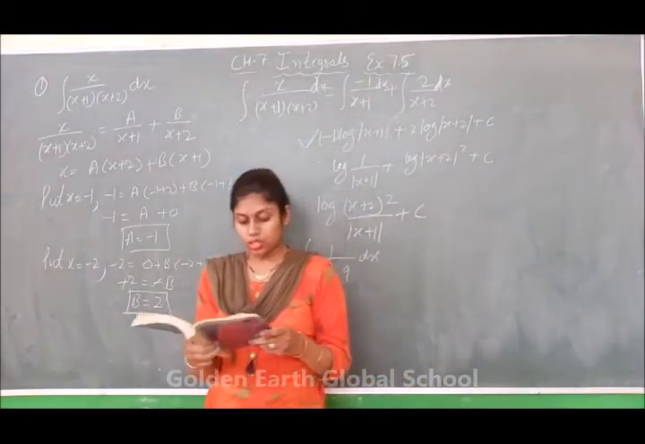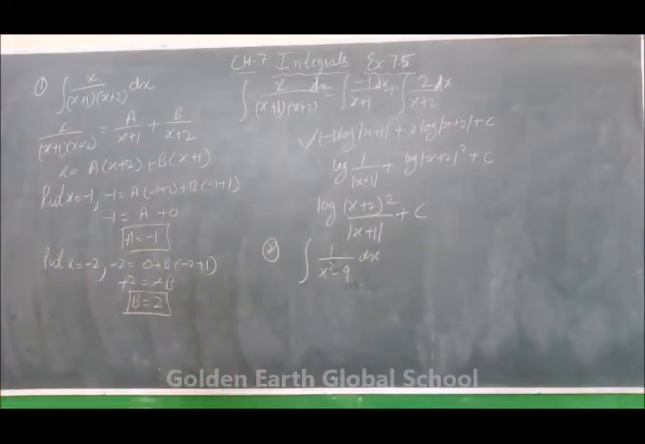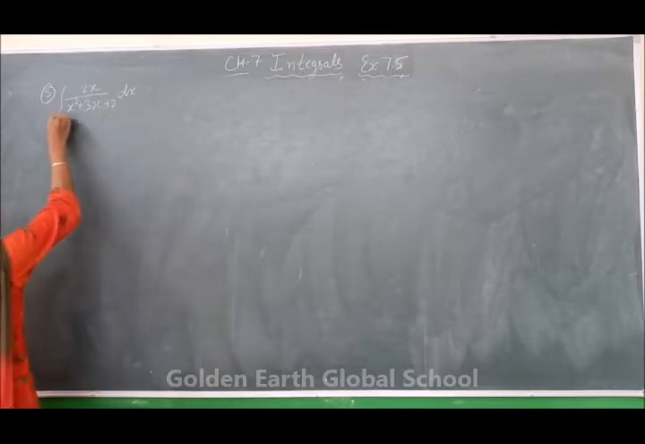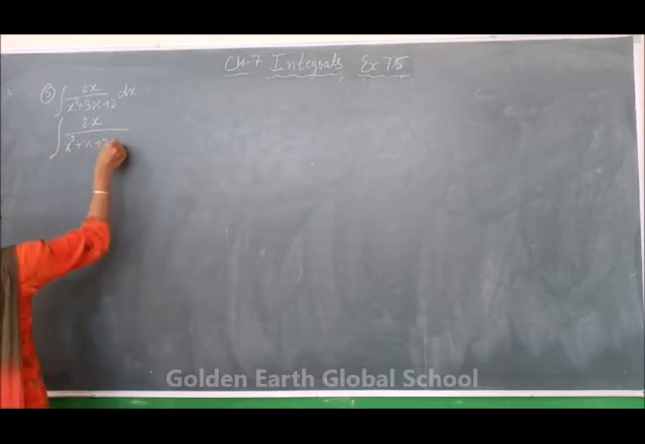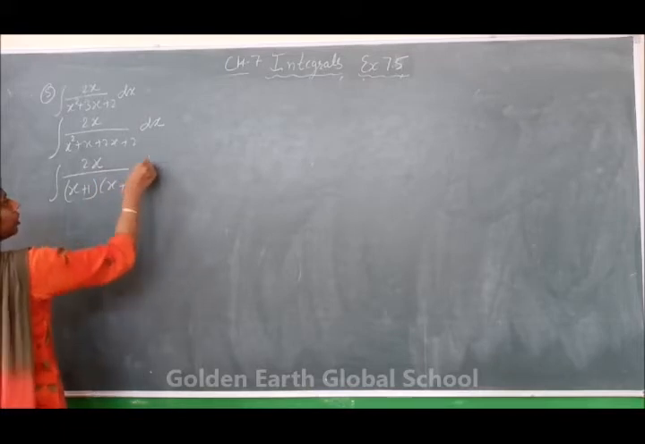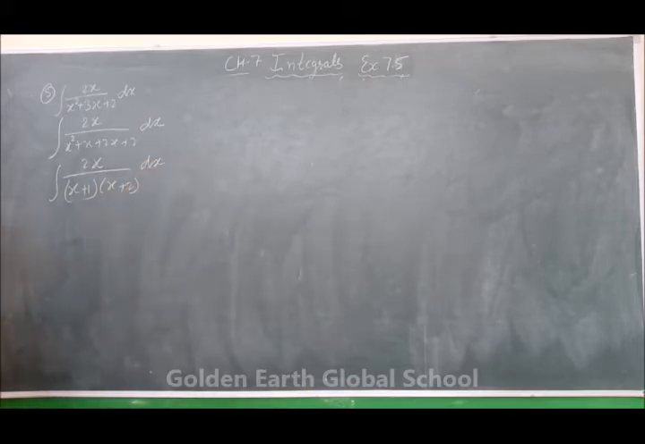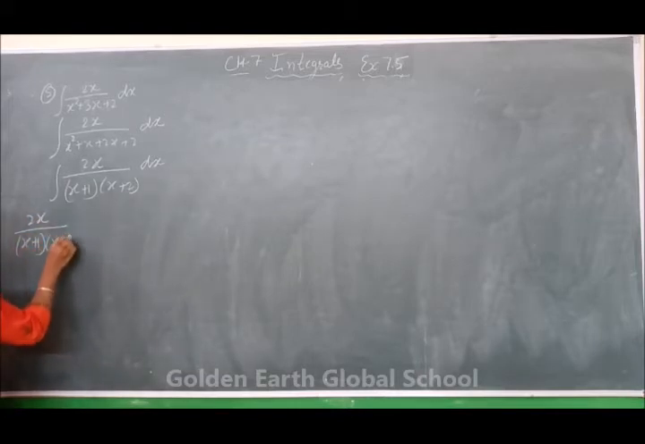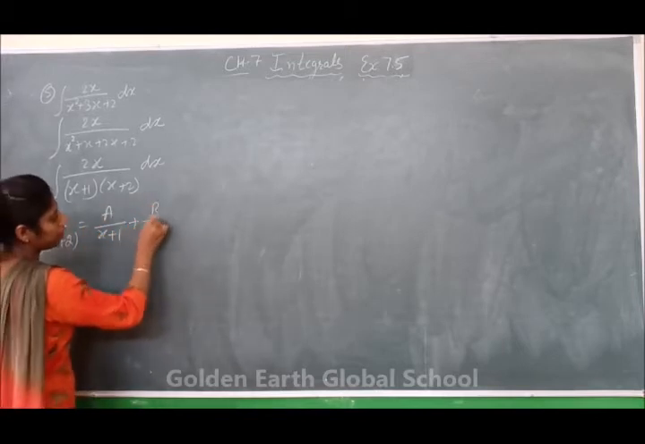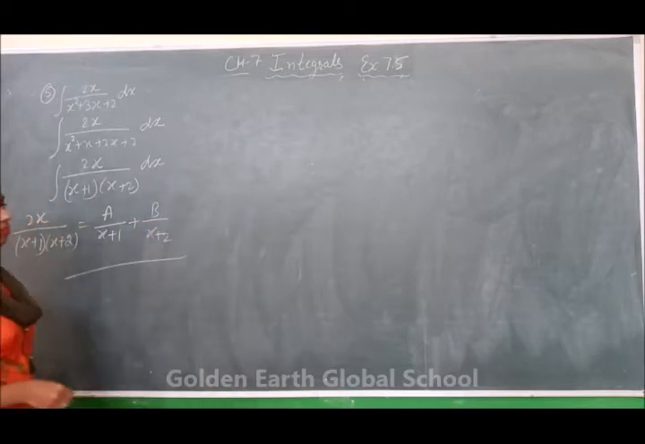Next I will do question number 5. 5th question, 2x upon x square plus 3x plus 2. First of all, we have to factorize the denominator. X plus 2x by middle term splitting. So factors will become (x plus 1)(x plus 2). Now we can apply partial fraction, plus 2. Further you can solve.